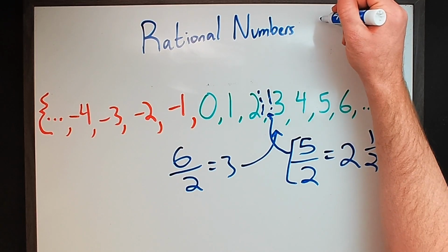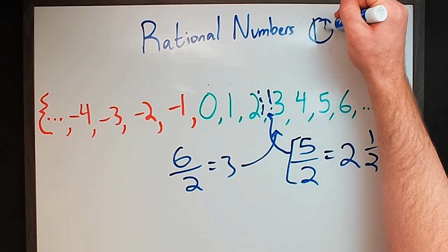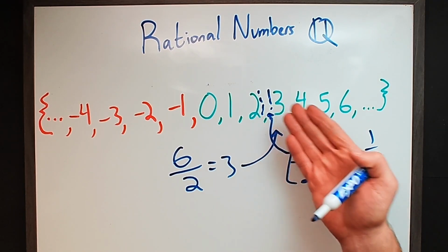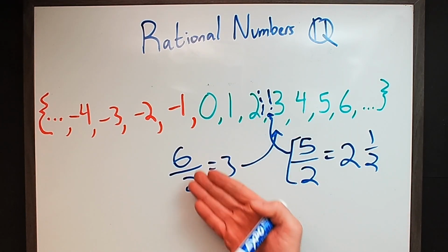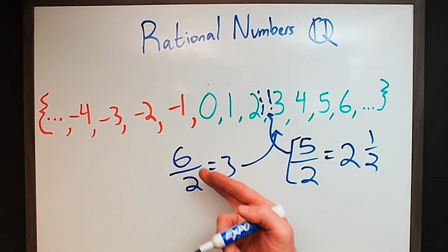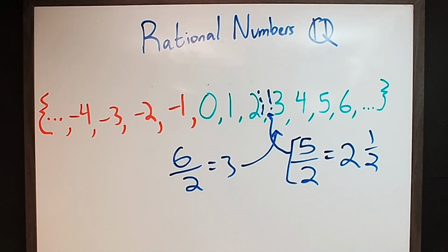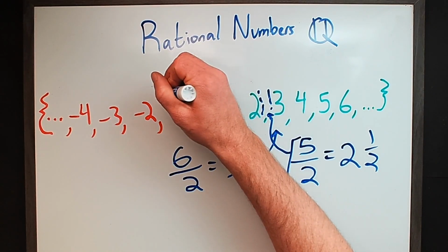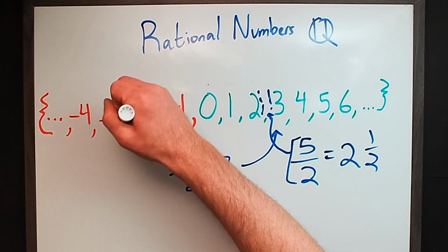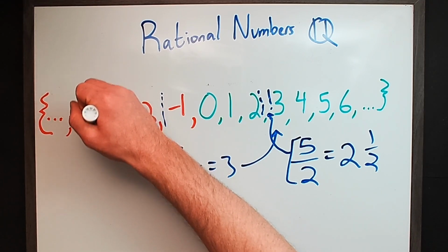The rational numbers are a set represented by a Q with the little lines in it. It can be anything described as an integer divided by another integer. So that includes all of the whole numbers, such as 6 over 2 equaling 3, and all of the negatives, but everything in between as well. And there are a lot of rational numbers in between all of the whole numbers and integers.